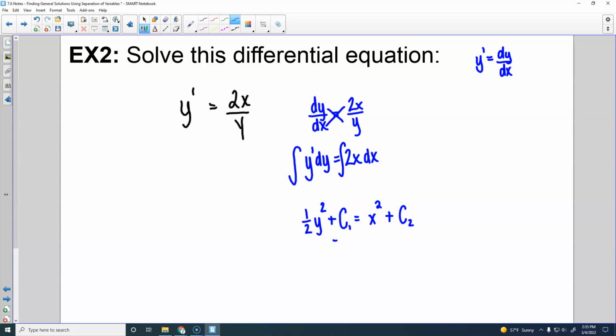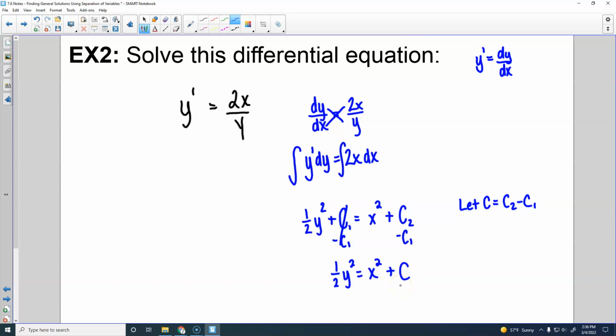So if I subtract C1 over here, I'll get 1/2 y squared equals x squared. If I have an unknown value and I subtract an unknown value, I still get an unknown value, right? So if I want to be really precise, I can say let C equal C2 minus C1 and just put a single plus C over here on the side. So an unknown value minus another unknown value still gives you an unknown value, which I'm calling plus C.